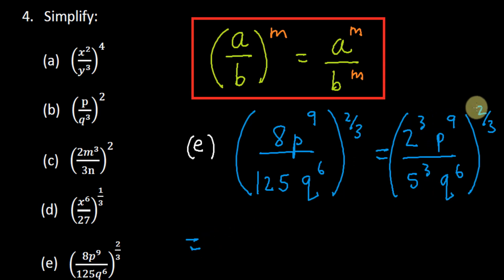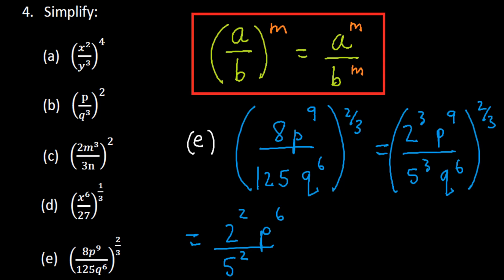So here we have 3 times 2/3, which is going to give us 2. So we're left with 2 squared. Then 9 times 2/3 will give us 6. So p to the power 6. 3 times 2/3 will give us 2, so we have 5 squared. And then 6 times 2/3 here will give us 4, so q to the power 4. We can simplify this, so 2 squared will give us 4, and 5 squared is 25.